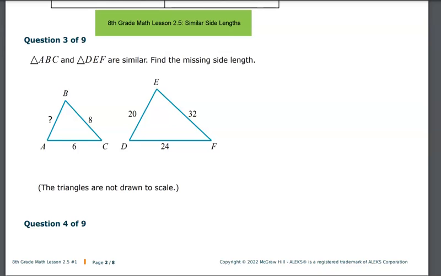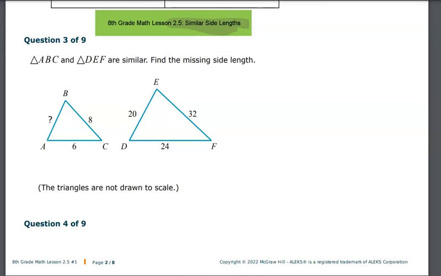Today we're going to be doing lesson 2.5, which is talking about similar side lengths in triangles. So our problems today are going to be similar to question 3, where you have two triangles that are similar, which means one is basically a shrunken down version of another, either stretched out or shrunk by a specific ratio or number. So our job today is being able to find that number.